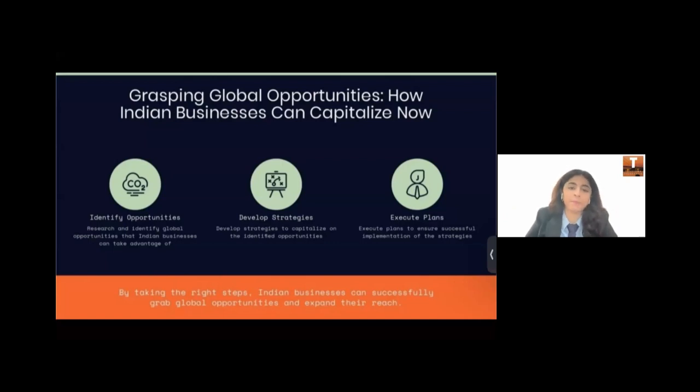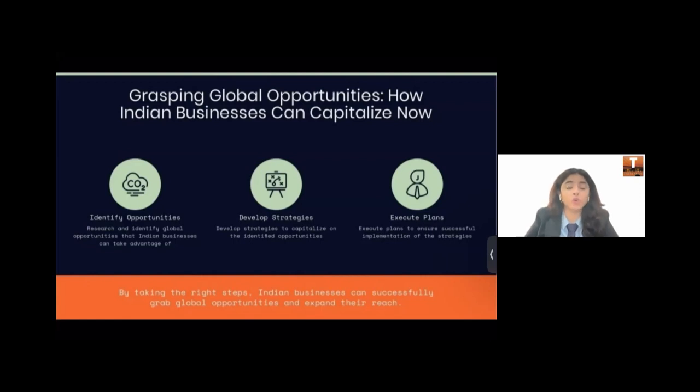Number one can be that we should identify the opportunities. We should conduct a market survey or market research, identifying the markets with high growth potential and demand for your products or services. And also you can consider factors such as market size, consumer behavior, competition, and regulatory environment. Next, in the same identifying opportunities, you have to be updated about the global trends.